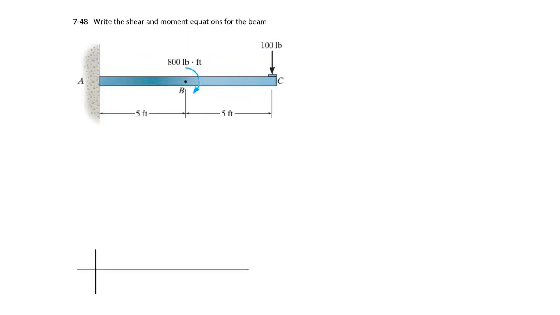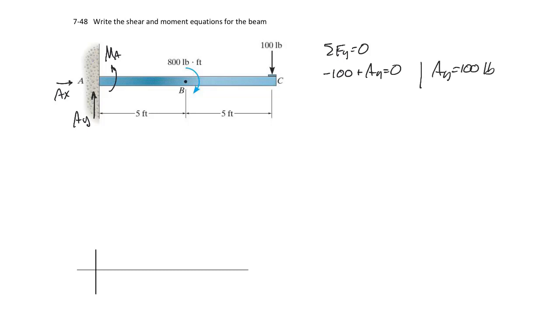Here I have a fixed support with a couple and a 100-pound load at the end. The way to get started is find the reactions. Let's draw the reactions on the picture. I know there's an AY, an AX, and a moment about A. All right, let's sum the forces in the Y. Sum of the forces in the Y is equal to 0, so I have minus 100 plus AY is equal to 0, so AY is equal to 100 pounds.